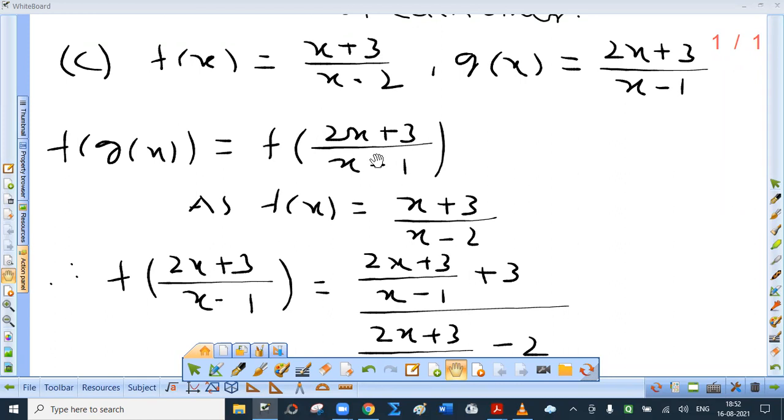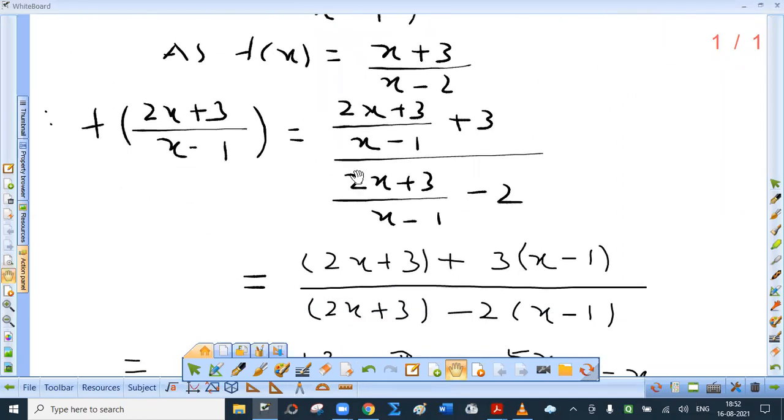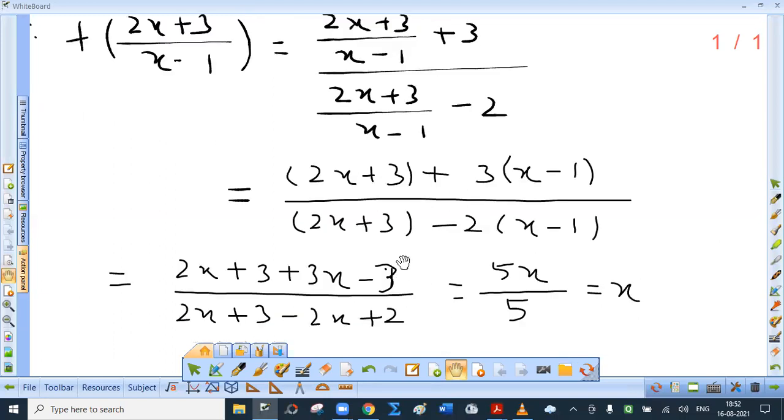Now to get f of this, it is better if we mention f of x first. Whatever is written here, add 3 to it to get the numerator. Whatever is written here, subtract 2 from that to get the denominator. So what is difficult? Addition of fractions, subtraction of fractions. So multiply throughout by x minus 1. So 2x plus 3 plus, open the bracket, 3x minus 3 upon 2x plus 3 minus 2x plus 2.